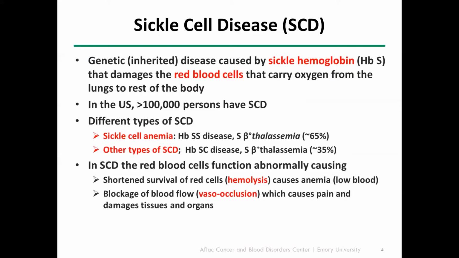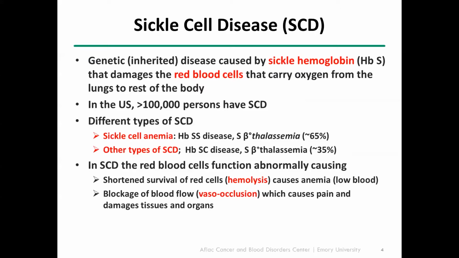And of course, the main problem in sickle cell is that the red blood cells function abnormally because they're full of sickle hemoglobin, and that causes two main problems. The first is that the red cells don't survive as long as they should. In other words, each red cell doesn't last as long as a normal red cell would. That process of the premature breakdown of red blood cells is called hemolysis. And of course, that results in anemia, which is another way of saying a low blood count.